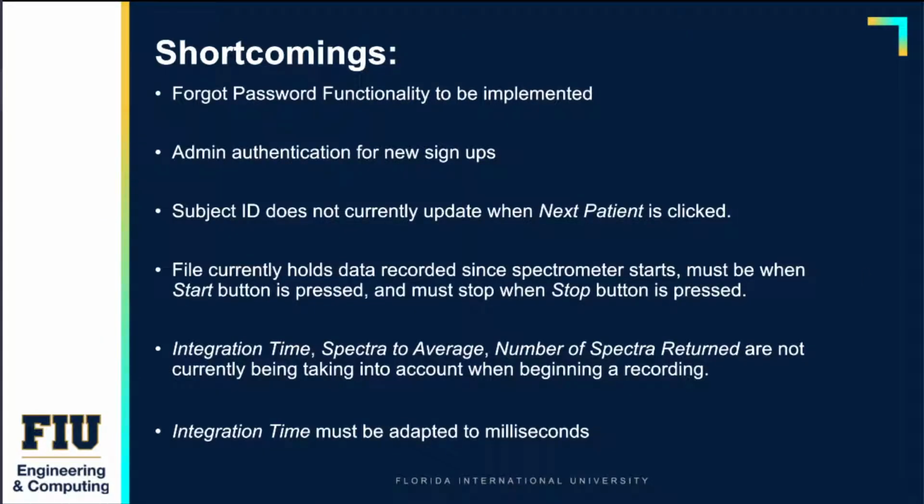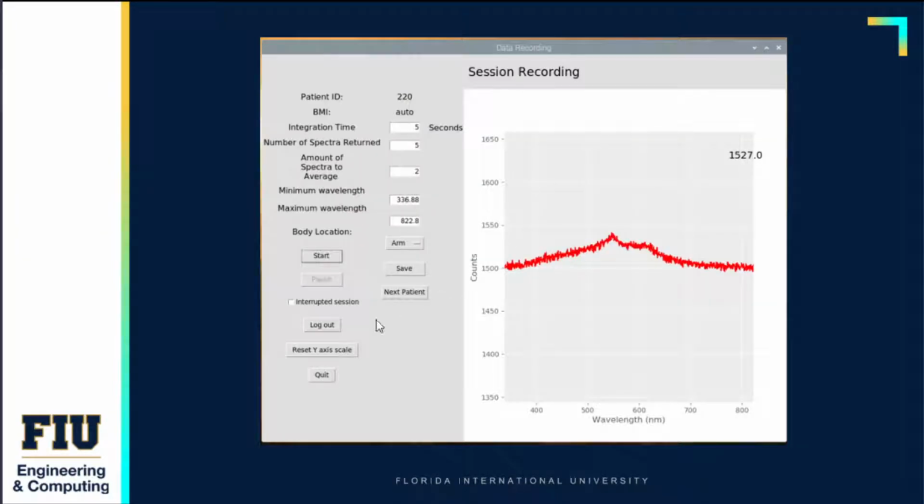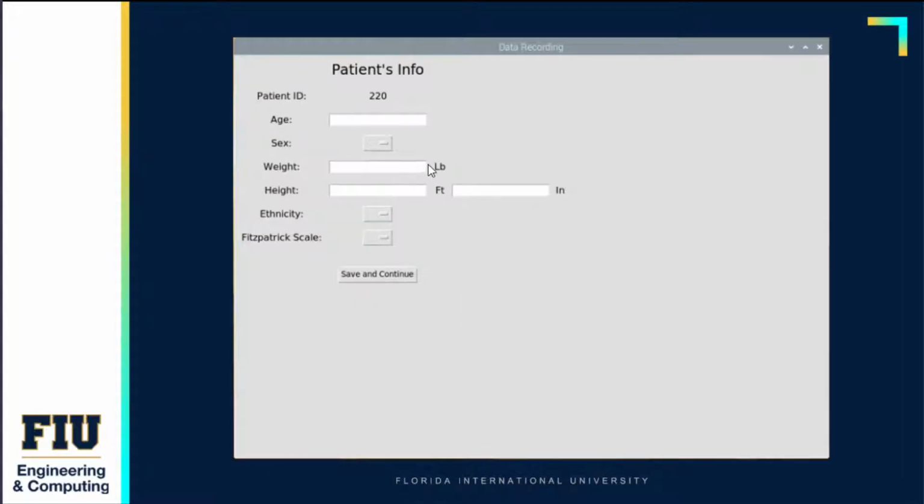The other point is that a subject ID does not currently update when the next patient is clicked. Let me take it to the frame first. So here's the button for next patient, and once it is clicked, it takes you to this other frame where you can see the ID, and this ID is not being updated, and that needs to be fixed. It should be generated from the database.